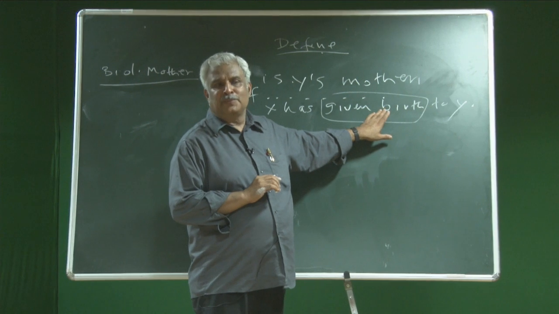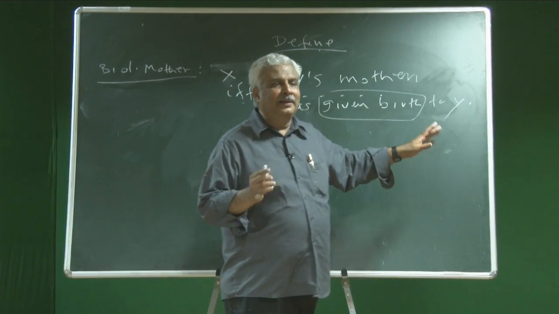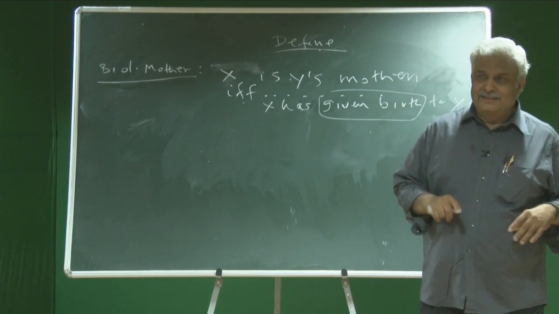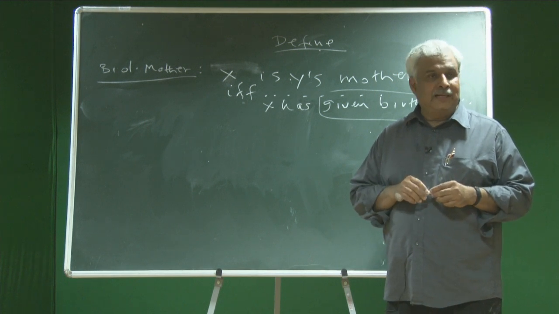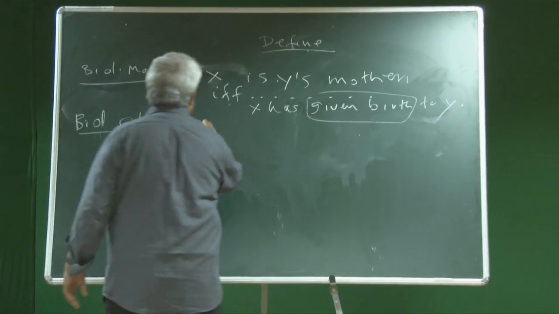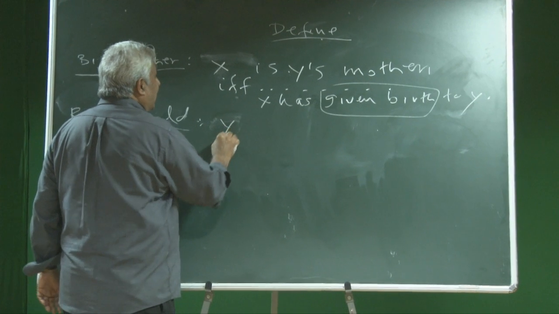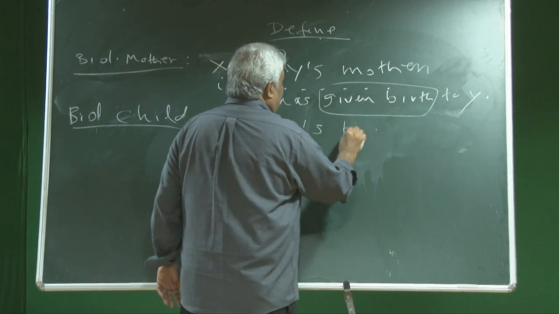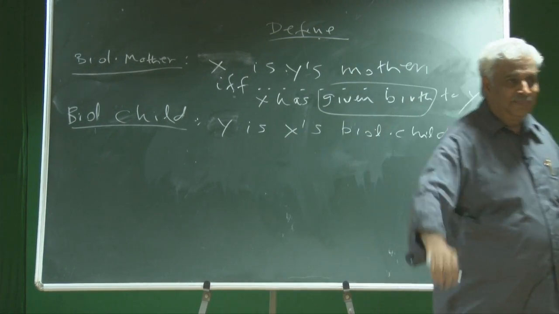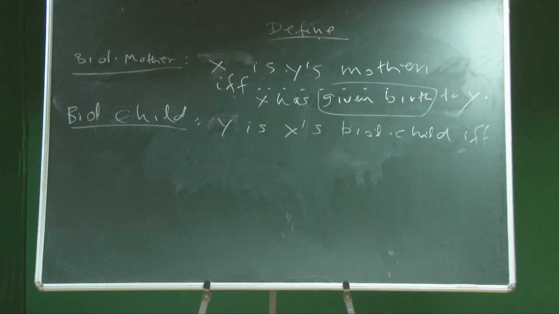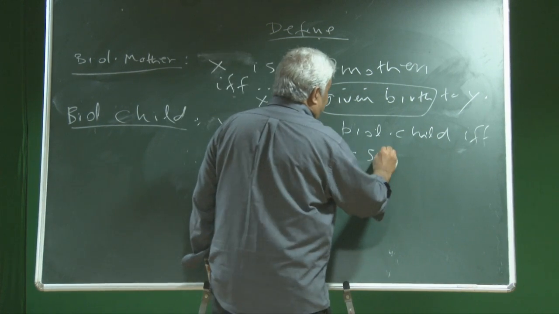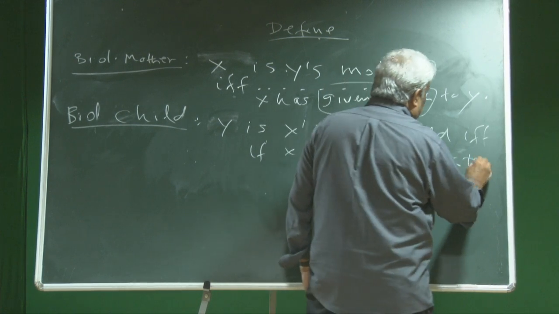Assume for the moment that we all know what this means. Giving birth would mean somebody carries the embryo in the womb and delivers, etc. Somebody gets pregnant, okay? So I need a definition. I'm going to say Y is X's biological child if and only if X has given birth to Y.